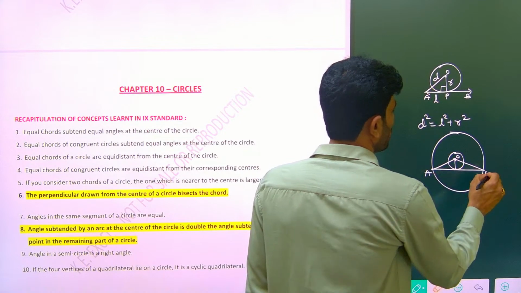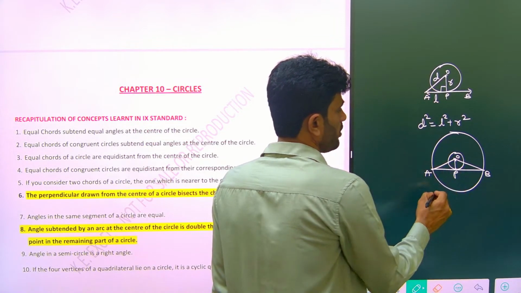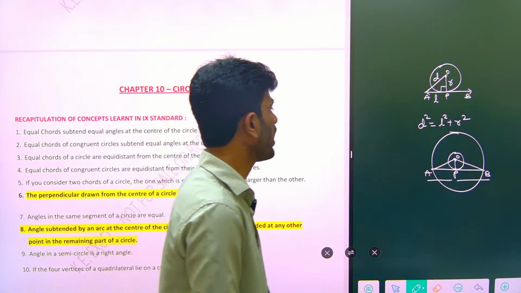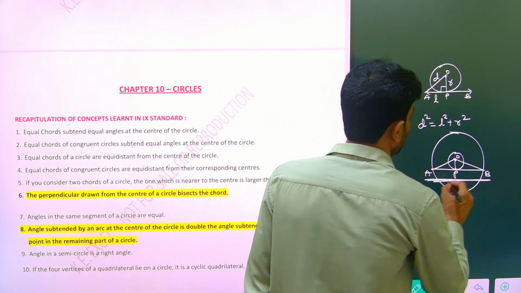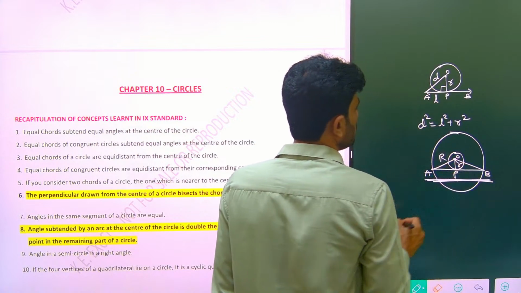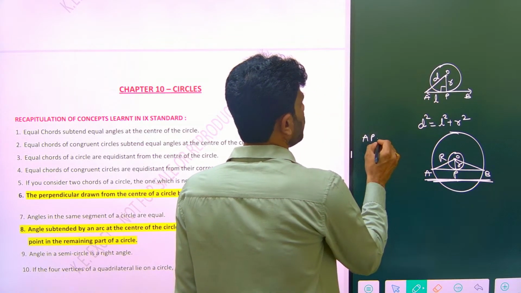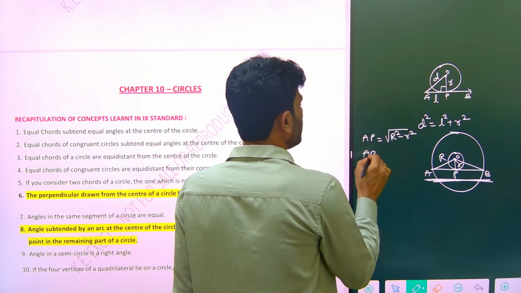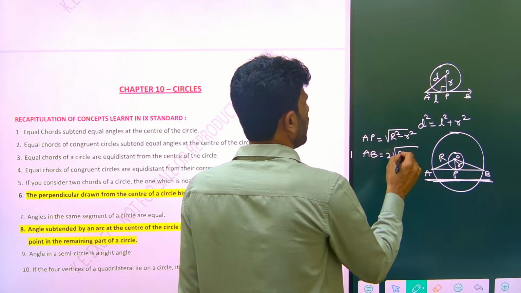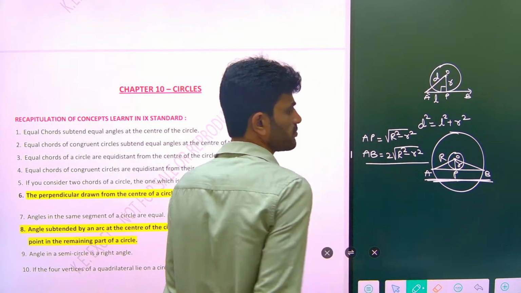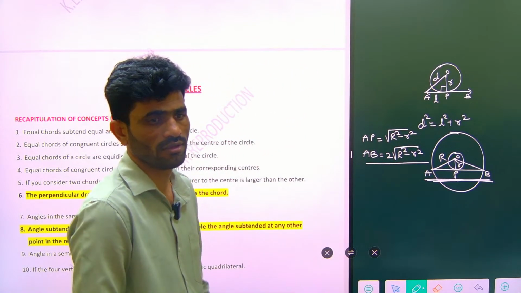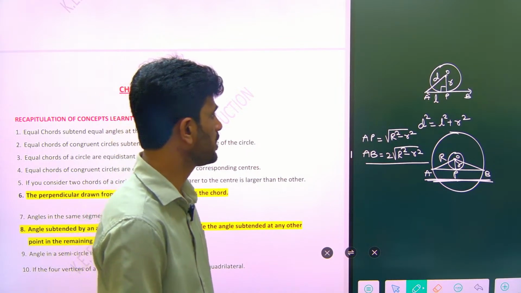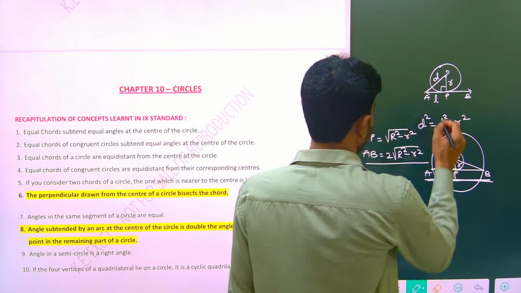Not only here, for your board exam, you have to show PA is equal to PB, a theorem. And a formula: they ask you to find the length of the chord AB. This is capital R, this is small r. Then AP is equal to root of R square minus r square. If you want AB, 2 into root of R square minus r square. Length of the chord of the larger circle touching the smaller circle. This is one theorem.